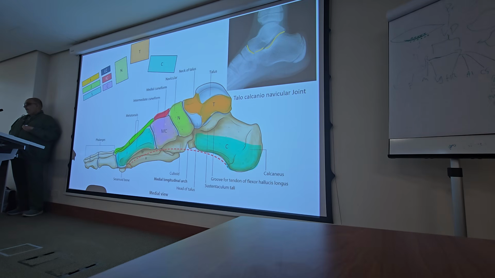If this joint collapses, a big part of my medial longitudinal arch will collapse. Think: if it goes backwards and this goes forward, then this part will sink down, so the height will be destroyed in this portion. So this joint is very important, the talocalcaneonavicular joint. Are we clear? Yes.